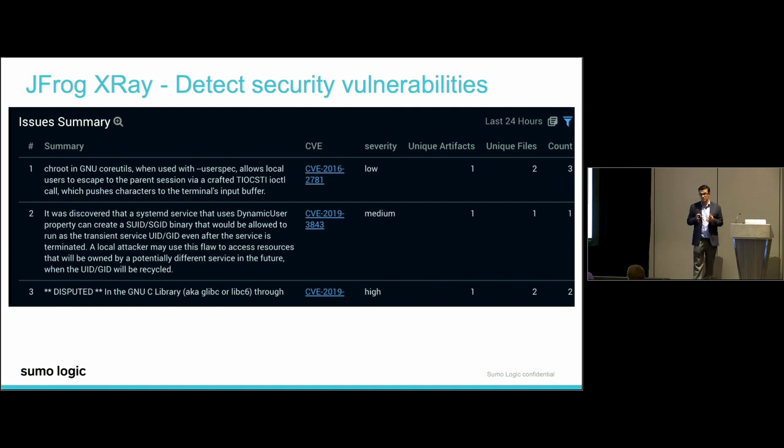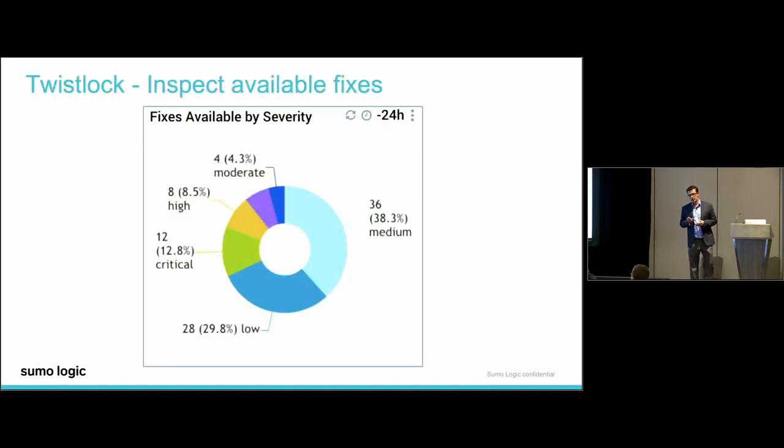The next thing we're doing with JFrog is also identifying all the containers that are running vulnerable artifacts. Okay, so this is by correlating Xray logs with Kubernetes logs to identify containers that have vulnerabilities in them. Okay. This is another panel from our Twistlock app where you're inspecting all the fixes that are available, right?